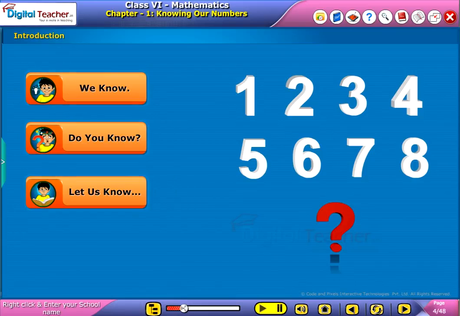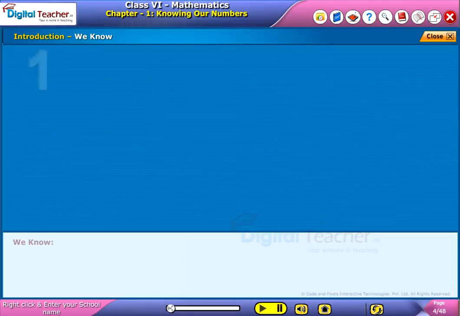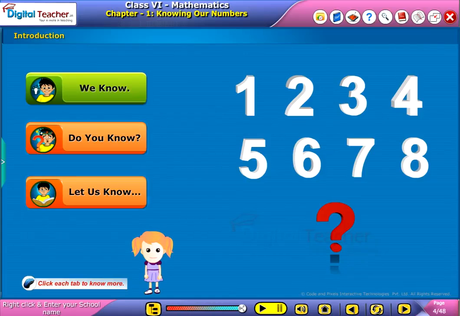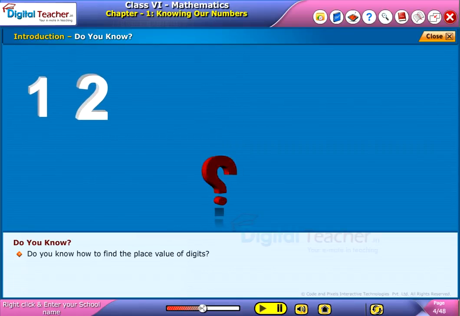Introduction. Before entering into the chapter, follow the instructions shown on the screen. Click each tab to know more. In lower classes, we studied about numbers and operations like addition, subtraction, multiplication and division. Do you know how to find the place value of digits?